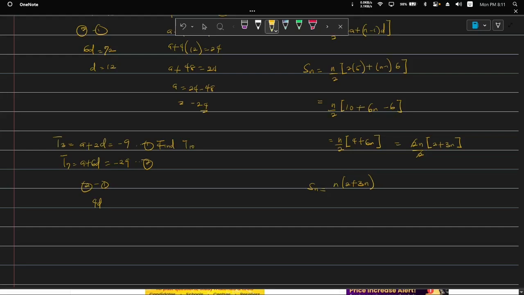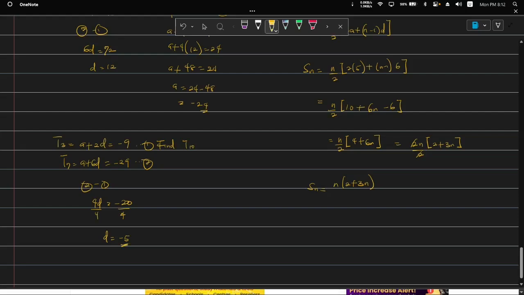Minus 29 minus 9. Don't forget, let's do it outside. Minus 29 minus 9 becomes minus 29 plus 9, which leaves us with minus 20. Exactly. So we have 4d is equals to minus 20. Divide both sides by 4. And d is equals to minus 5.